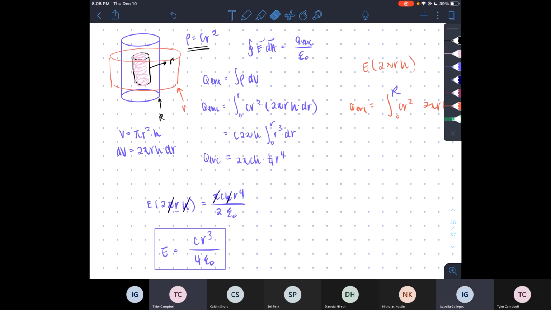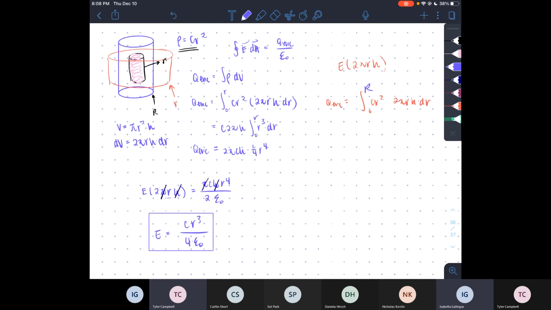Then you go about the problem the exact same way. The only thing is that your r's on the left and right are now going to be different, so they wouldn't cancel. But big picture, that's how you want to approach a Gauss's law problem. Does anyone have any questions on that?